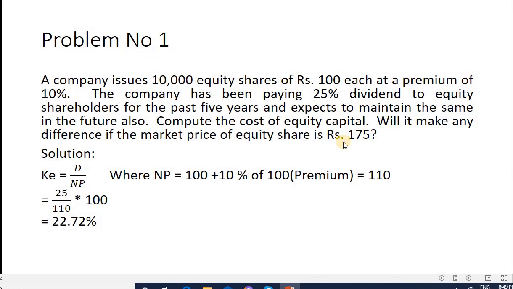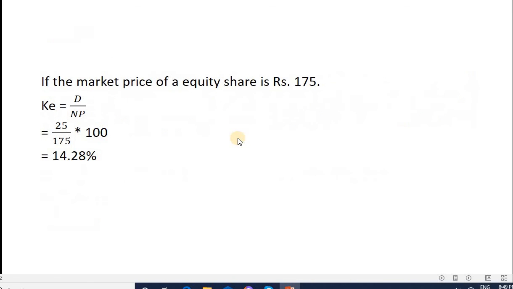Next, another question in this problem: will it make a difference if the market price of equity share is 175? So, K = D/NP. D is the dividend rate per share, that is 25%, divided by NP, which is 175, because NP means market price here. So, it comes to 14.28%.